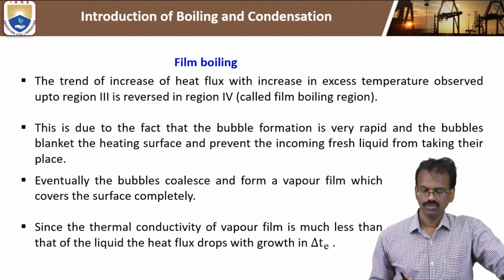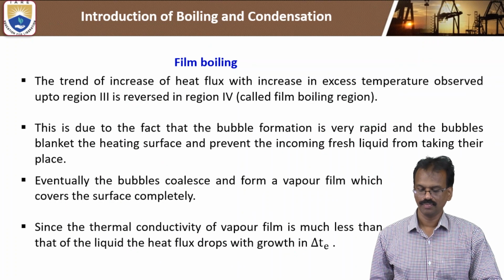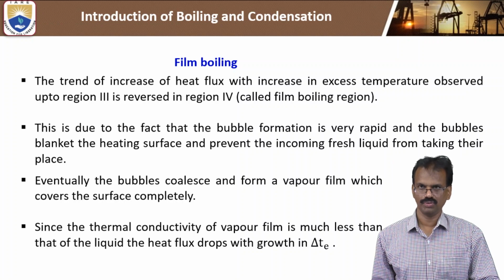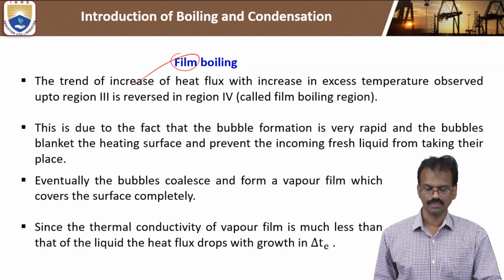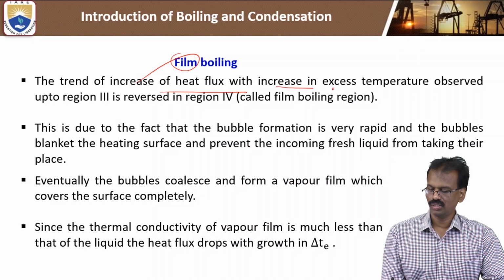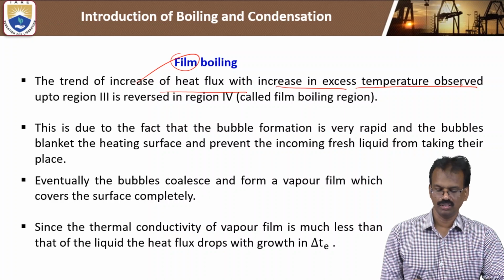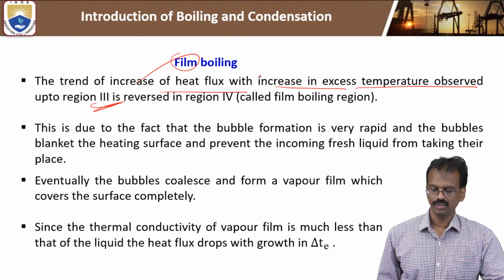Okay, so next one is film boiling. Film boiling also has an unstable film formation. First, unstable film formation. Next, the radiation process. The trend of increasing heat flux with increasing excess temperature observed in region 3. This is the region 3 boiling, film boiling.